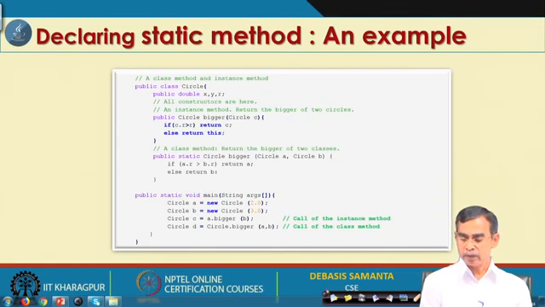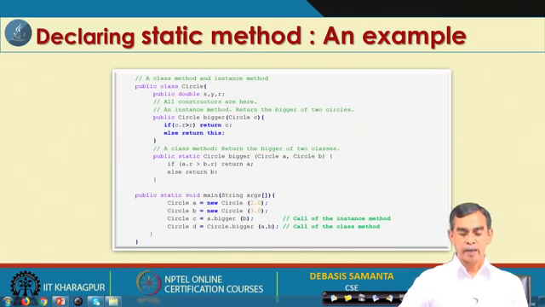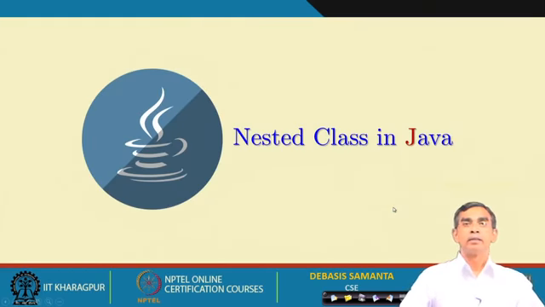So, this is the idea about the static method, and so we have discussed static scope rule, and then the class variable and instance variable, class method and instance method. Now, we will discuss the nested class in Java program.